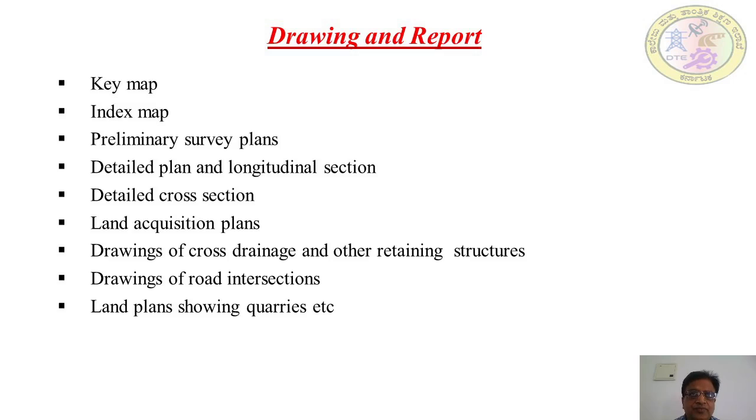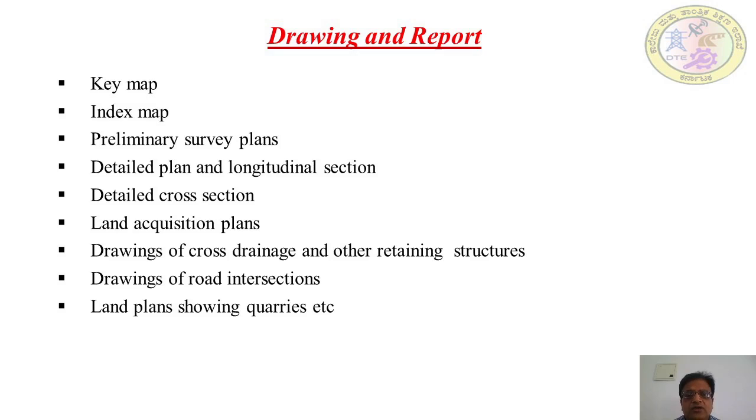First one, key map indicating the location of your highway or the alignment, how it goes, what the terrain is, etc. Index map: you need to show the different features like telephone lines and permanent structures, if there is any temple, so all these features have to be indexed. Then preliminary survey plan, detailed plan and longitudinal section. The longitudinal section is according to the interval. If you are doing it for 1 kilometer, you need to show at every chainage, 0, 250, 100, 300, 350, 400, like that.